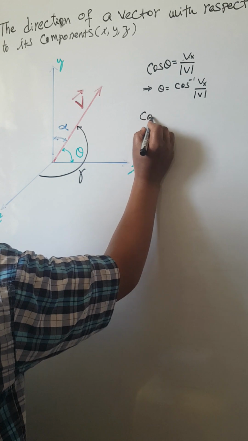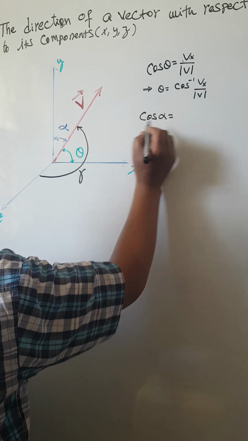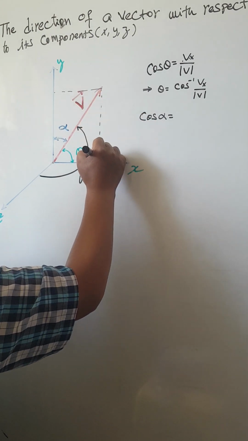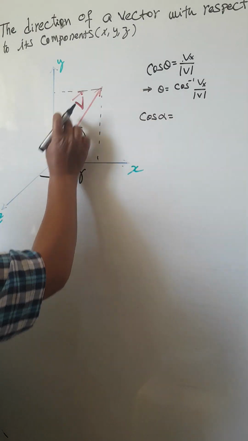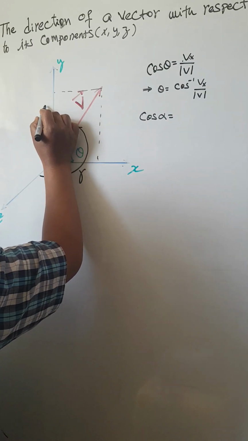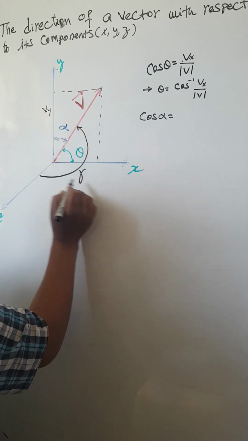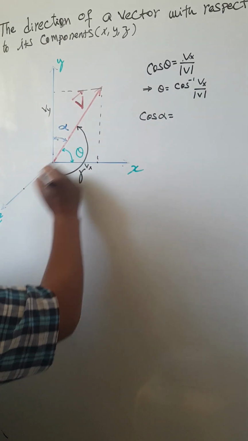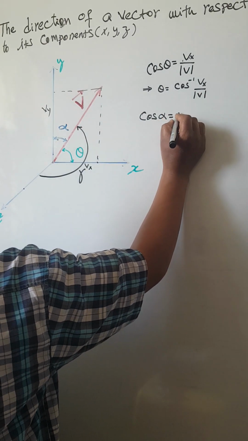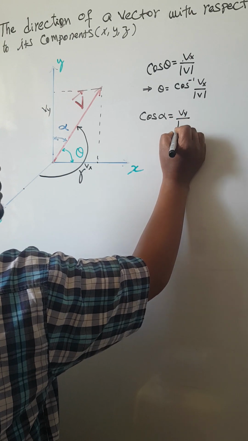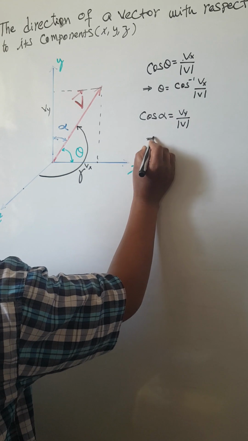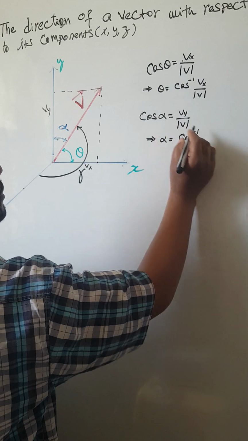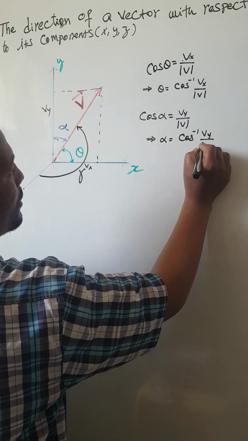In the same manner, cos alpha is equal to, this is vy, this is vx, and this is vz. So that cos alpha is equal to vy divided by the magnitude of v, implying that alpha is equal to cos inverse of vy divided by v.